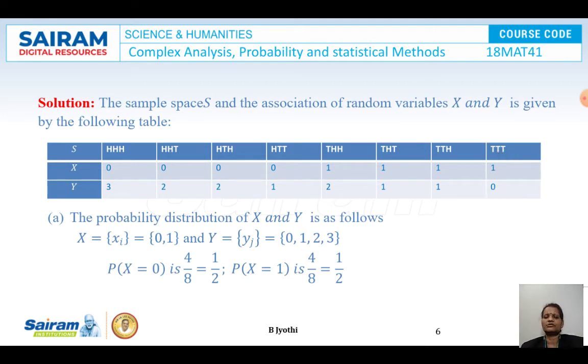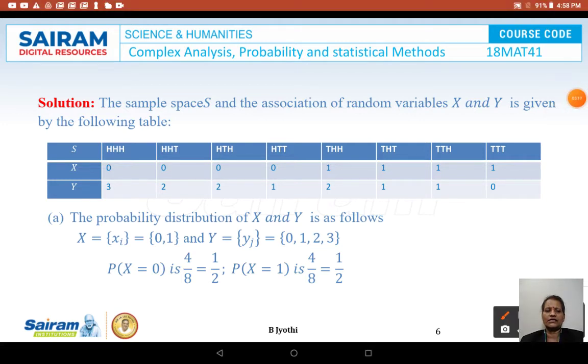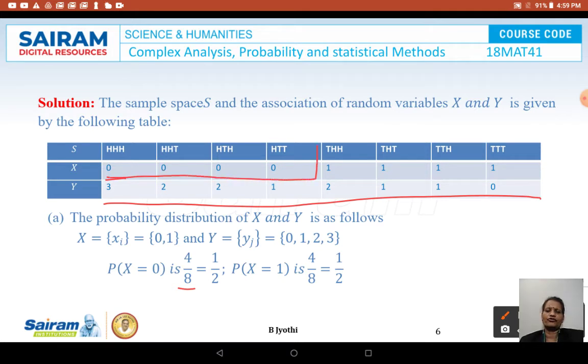Then the probability distribution of x and y is as follows. X is equal to 0, 1 and y is equal to 0, 1, 2, 3. So P of x equal to 0 is 4 divided by 8. Out of totally 8 combinations, we have x equal to 0 for 4 of these. Therefore, it is 4 by 8 or 1 by 2. Similarly, when x is equal to 1, we also have 4 combinations out of 8. Hence, this is also equal to 1 upon 2.